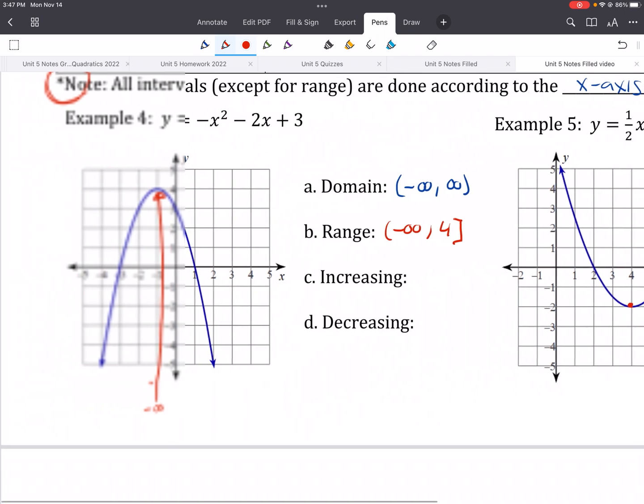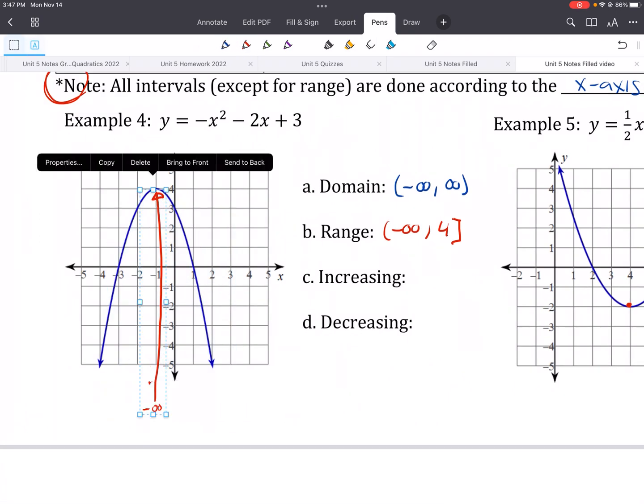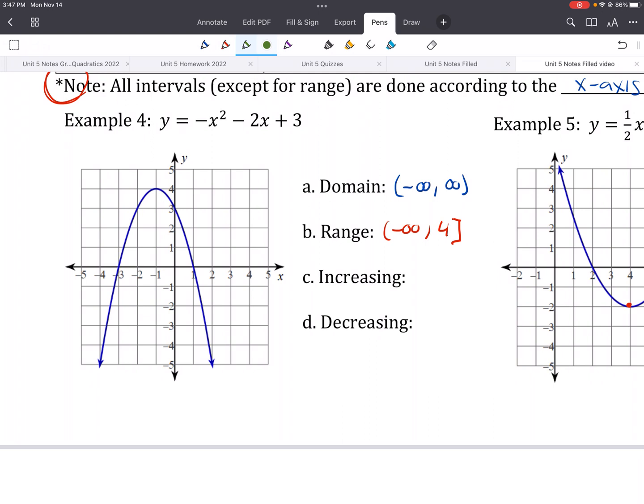Okay, increasing, decreasing. Let me just erase that really quick. So increasing is where we have positive slope. I don't know if you can see that very well. So this is all positive slope, and it goes from -infinity to -1. And then decreasing would be this side of your graph. So it would go from -1 to infinity. Oops, I missed a negative there, didn't I?